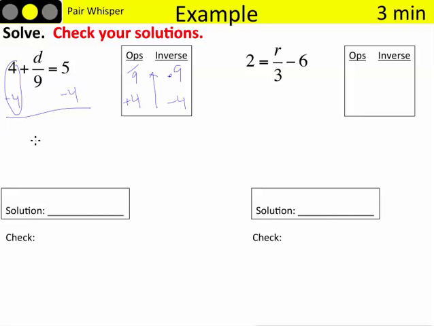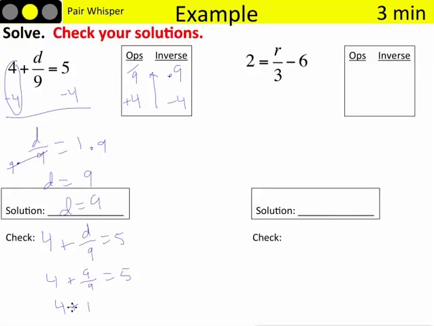4 minus 4 is 0, so we have d divided by 9 equals 5 minus 4 is 1. And now we're going to multiply by 9 on both sides, and we get d equals 1 times 9 is 9. So if d equals 9, let's see if our equation works out. 4 plus d over 9 is equal to 5. So what if d is 9? 9 divided by 9 is 1. And 4 plus 1 is 5. So we did it correctly.